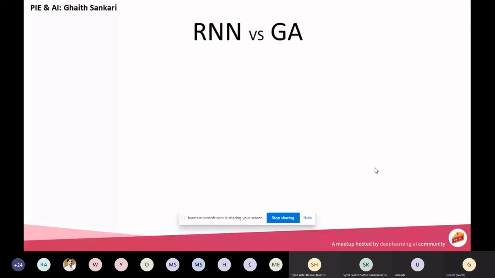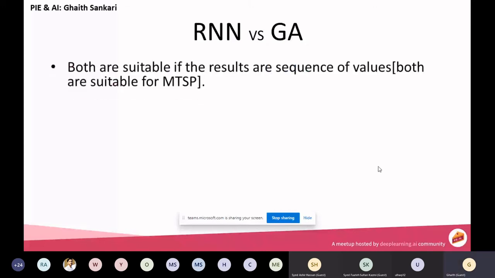Let me first say why I personally think that both of them are suitable for the multi-traveling salesman problem: because both of them deal with sequences of information and the discrete structure of the problem. According to that, since both of them can be used in linguistics, I found they can be used on the multi-traveling salesman problem.